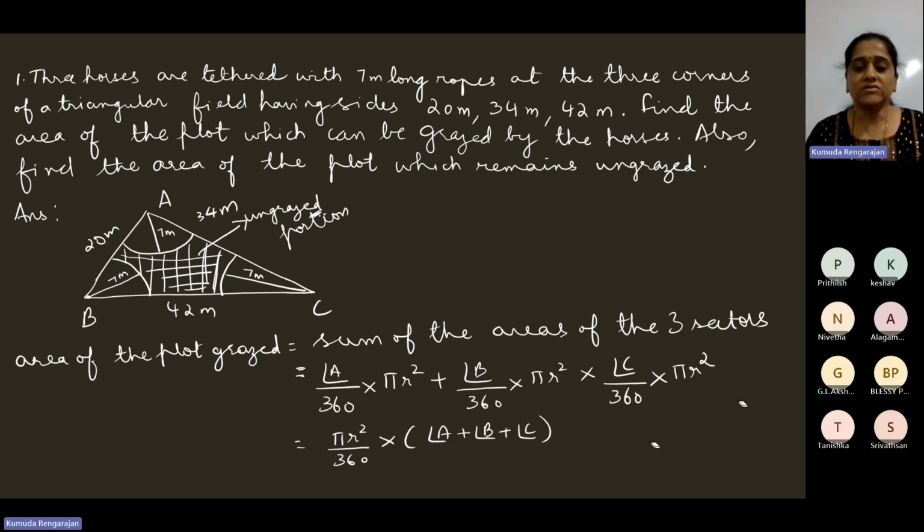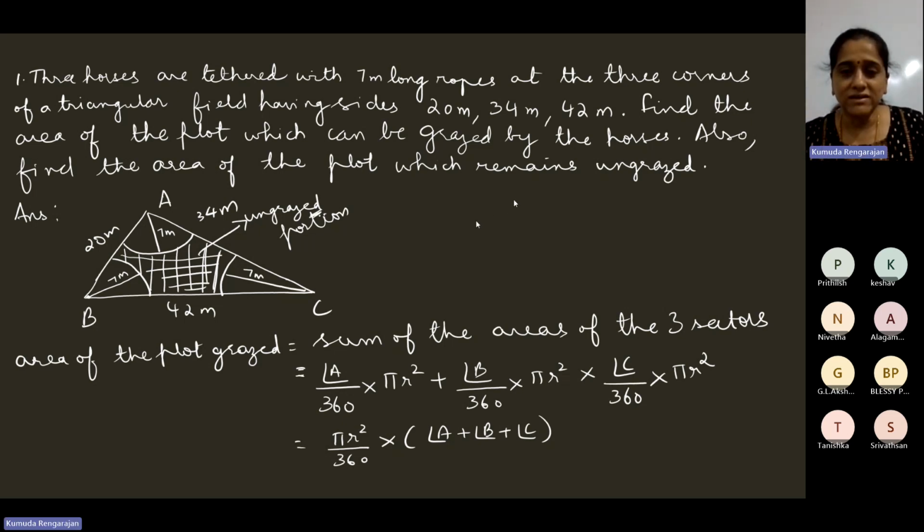Okay, so the question is, I'll just repeat. 3 horses are tethered with 7-meter long ropes at the 3 corners of a triangular field having sides 20 meters, 34 meters, and 42 meters. We'll have to answer 2 questions. Find the area of the plot which can be grazed by the horses. How much area of the plot can be grazed by the horses? And also find the area of the plot which remains ungrazed.